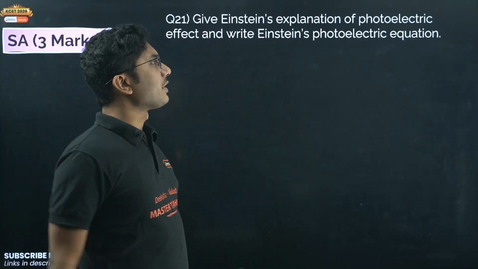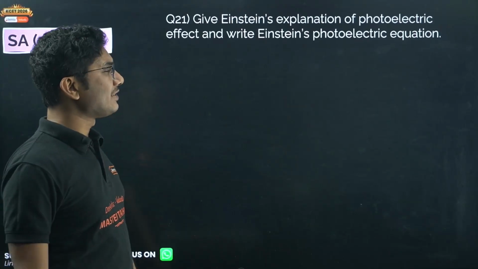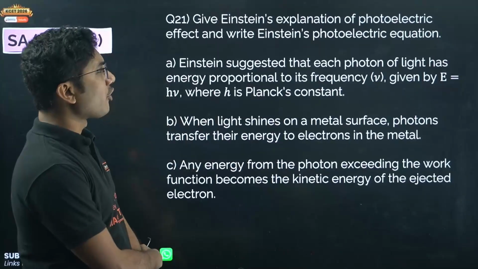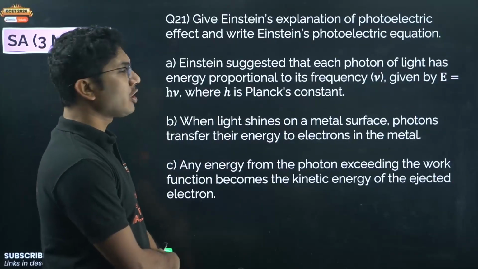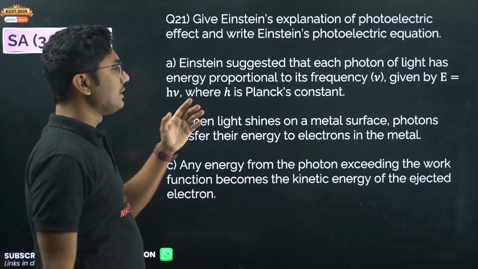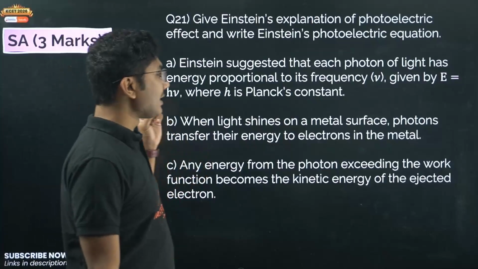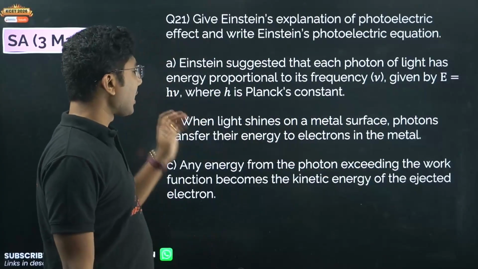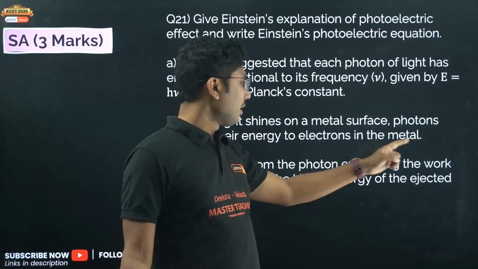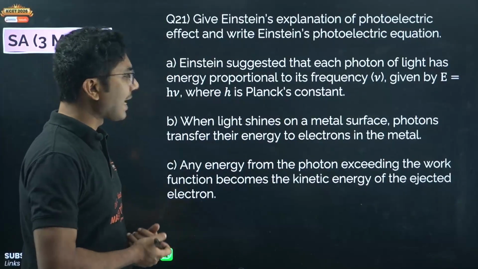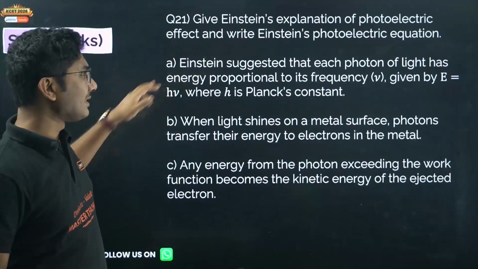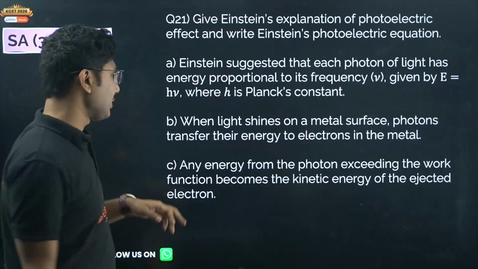Give Einstein's explanation of the photoelectric effect and write Einstein's photoelectric equation. Einstein suggested that each photon of light has energy proportional to frequency nu, given by E equals h nu, where h is Planck's constant. When light shines on a metal surface, photons transfer their energy to electrons in the metal. Any energy from the photon exceeding the work function becomes the kinetic energy of the ejected electron. So now this is the first part. Einstein's photoelectric equation we will see in another question, don't worry.